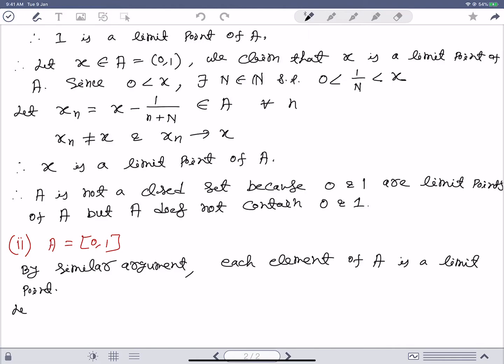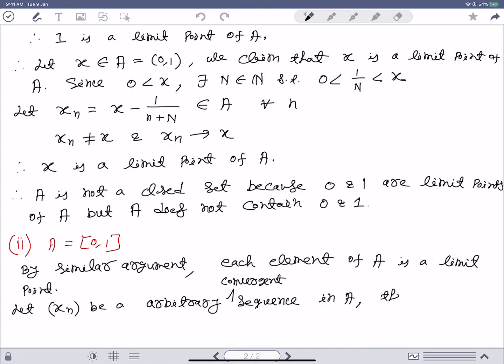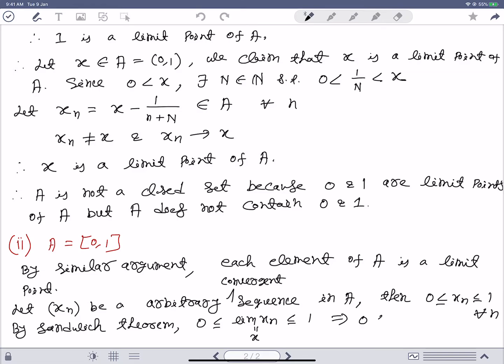Now, let xn be an arbitrary convergent sequence in A. Then 0 is less than or equal to xn, which is less than or equal to 1, for all n. Now if we apply the sandwich theorem for sequences, we will get 0 less than or equal to the limit of xn, less than or equal to 1, and this is my x. So that implies 0 is less than or equal to x, which is less than or equal to 1.